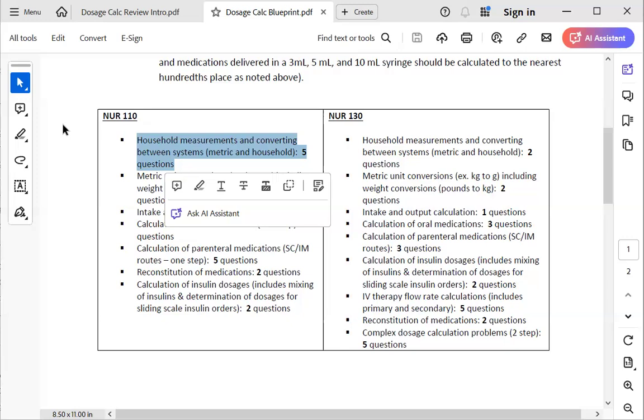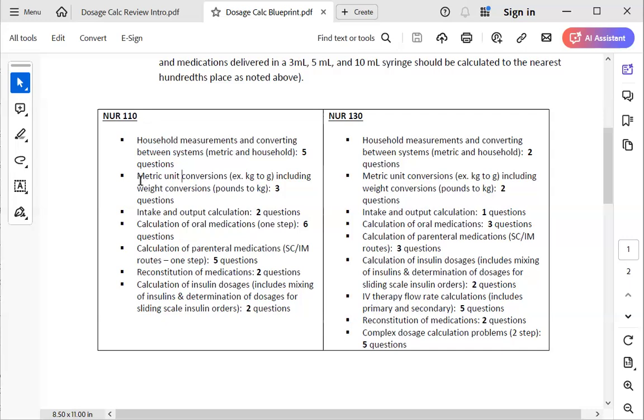You also need to know how to convert household measurements, meaning how do you convert teaspoons and tablespoons to milliliters, ounces to milliliters. And then I'll also show you, just because you might see it show up at some point, cups, pints, quarts, and how to convert those ultimately into ounces and into milliliters, in the event that you needed to calculate what a patient's intake of fluids was in a given scenario. So that's the household measurements.